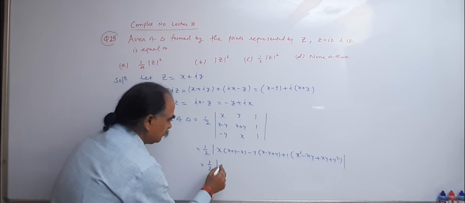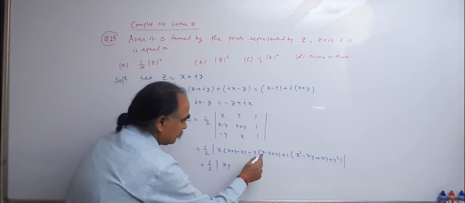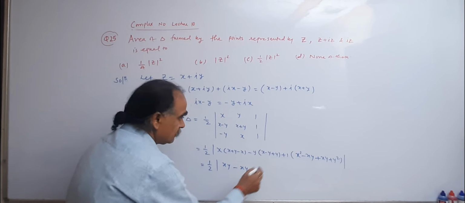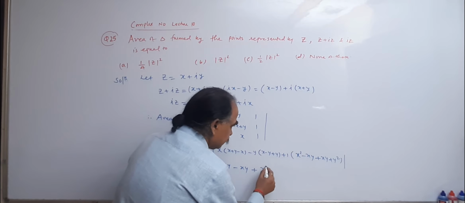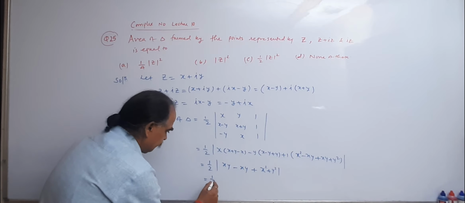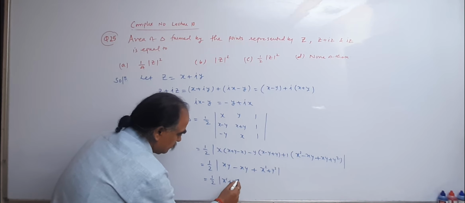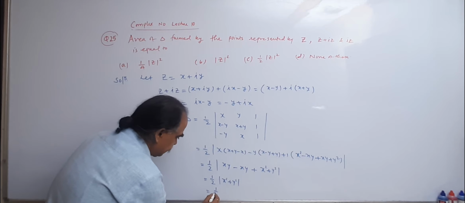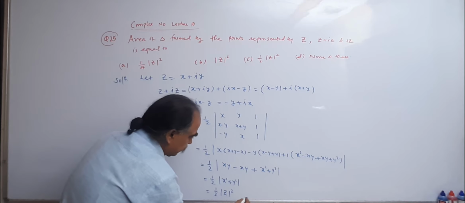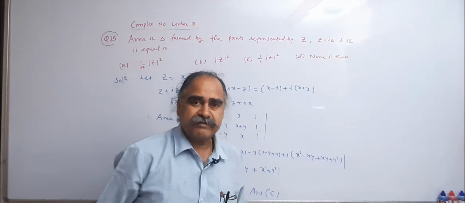One upon 2 into x will get cancelled, so xy, here minus y plus y cancel, so minus xy plus x square plus y square. And finally you are getting, which is nothing but 1 by 2 mod z square. Answer is C.